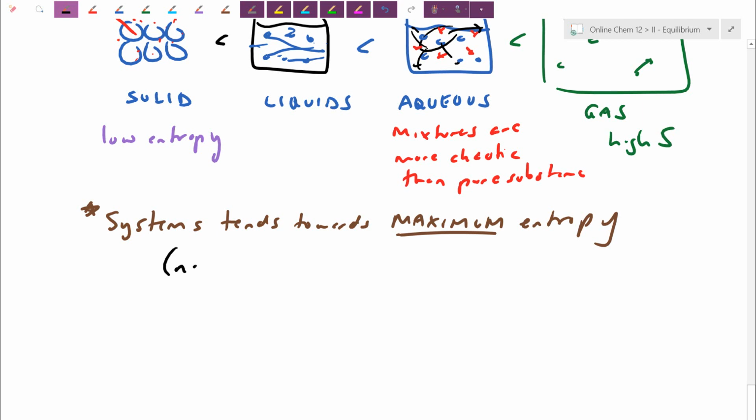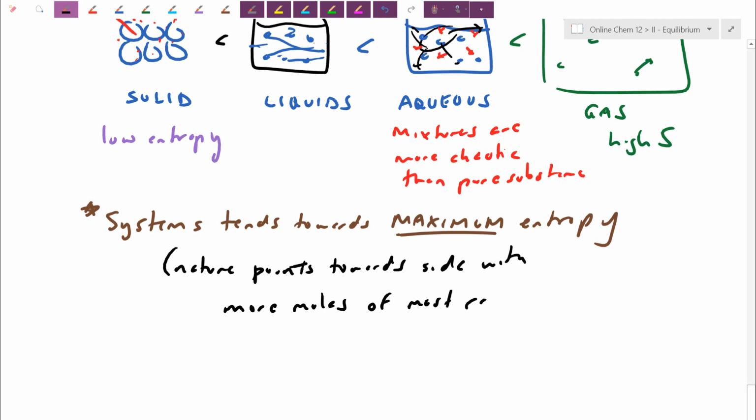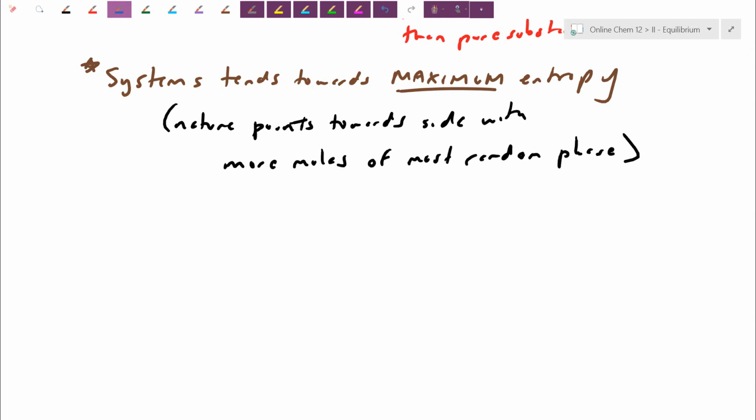If nature had its way, nature points towards the side with more moles, right? The more particles I have, the bigger the mass I can get. More moles of the most random phase, the most random state, right? So I'll give you an example of this one here. Even though somewhere along the way it does have to do with energy, we can just talk entropy. We can just talk the amount of chaos just from looking at the states.